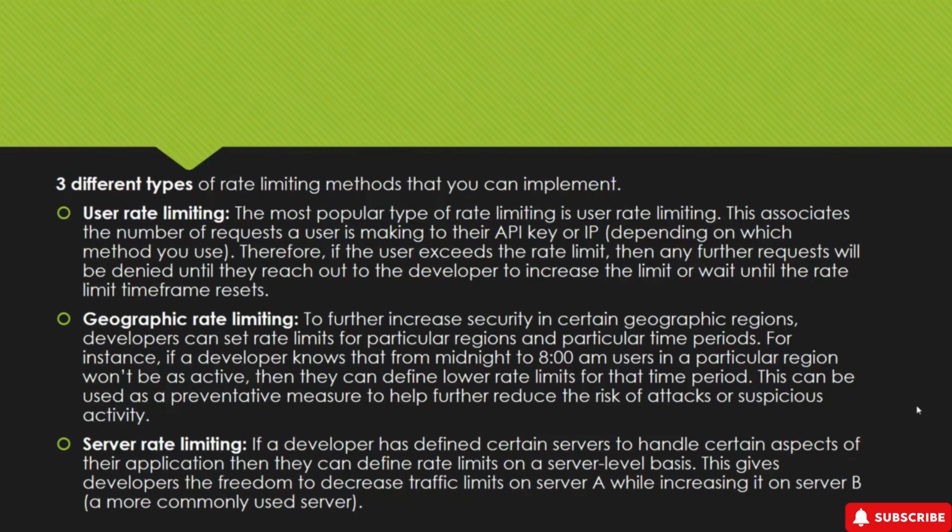After that comes server rate limiting. If a developer has defined certain servers to handle different aspects of their application, then they can define a rate limit on a server level basis. This gives the developer the freedom to decrease traffic limits on server A while increasing it on server B, and many more.